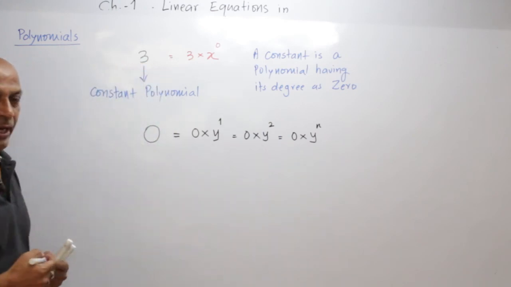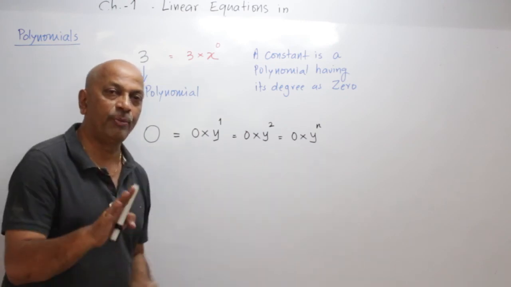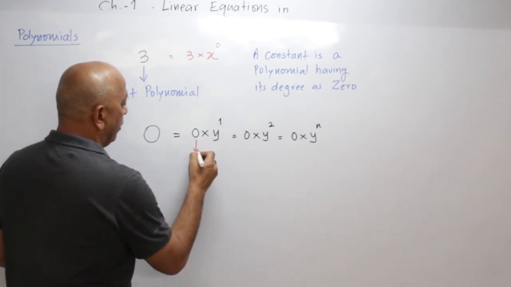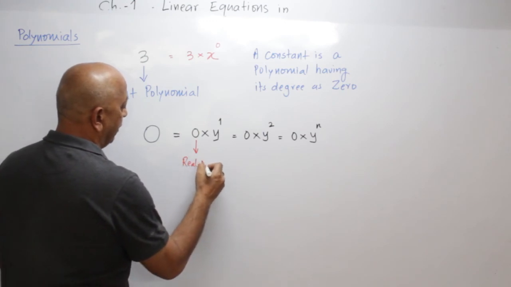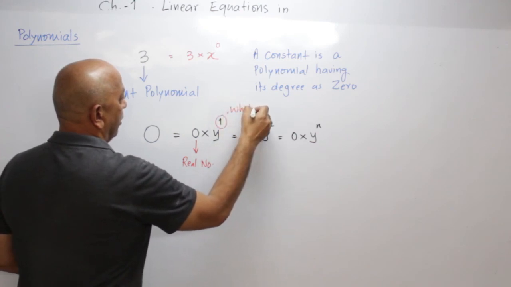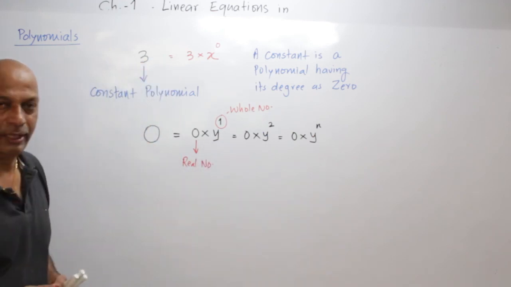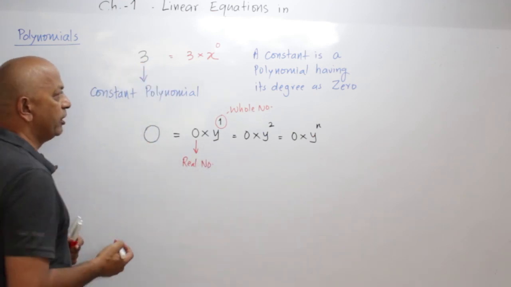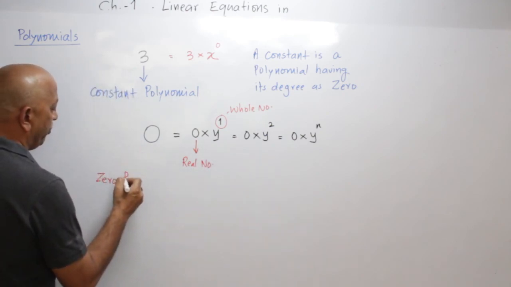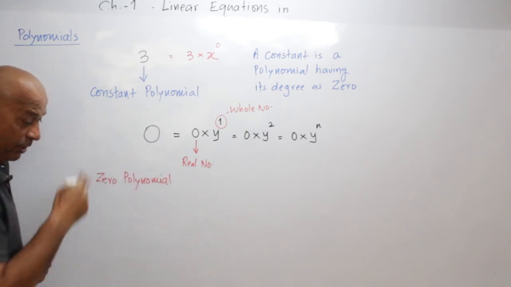So does this 0 satisfy the requirement of polynomial? Yes, because 0 is also a constant, it's a real number, and this variable power is a whole number. So this satisfies the requirement of polynomial. So this is called as a zero polynomial.